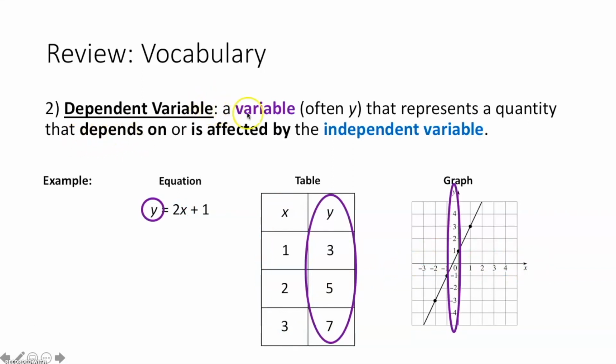The dependent variable is a variable, often y, that represents a quantity that depends on or is affected by the independent variable. So here you can see we have our equation solved for y. And what happens is we're going to plug in something for our independent variable, x. Then we simplify this expression right here, and we get what y is equal to. Now, y depends on whatever we plug in for x. Therefore, y is called the dependent variable in this case. And when we have a table, it's usually the right column that is going to be your dependent variable. And on a graph, the y-axis is usually going to be your dependent variable.